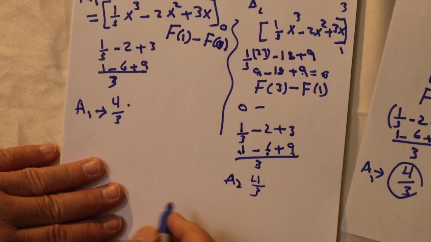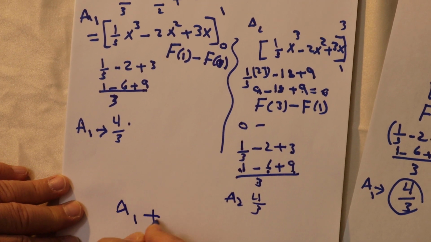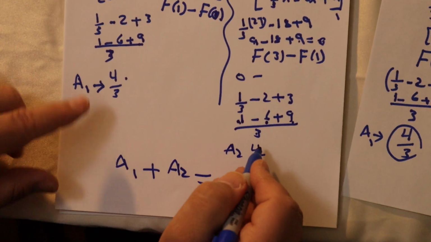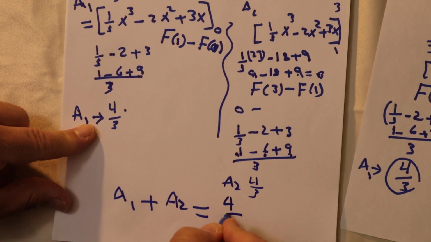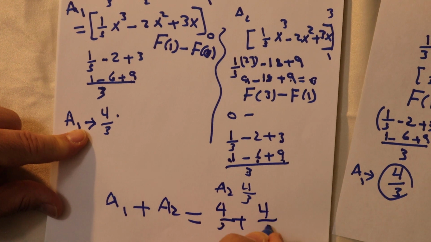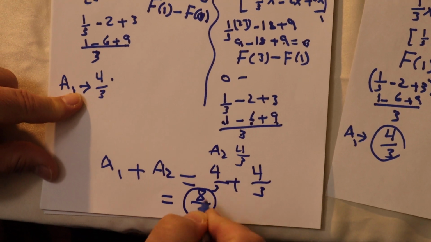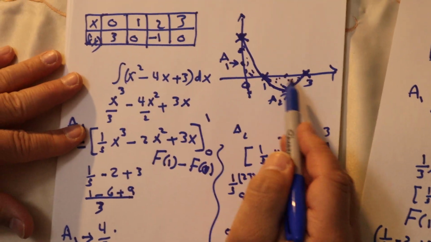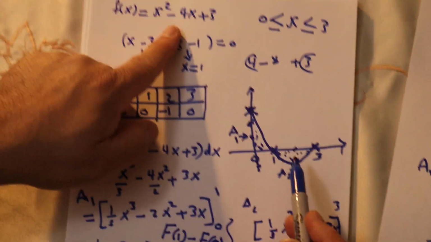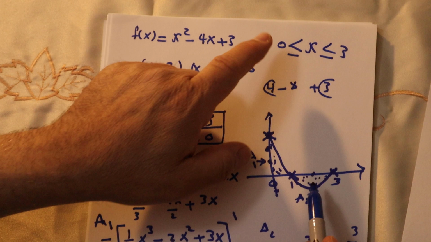That's area 2. If we add area 1 plus area 2, 4/3 plus 4/3 equals 8/3. And this is the total of area 1 and area 2, the area under the curve x squared minus 4x plus 3 from 0 to 3.